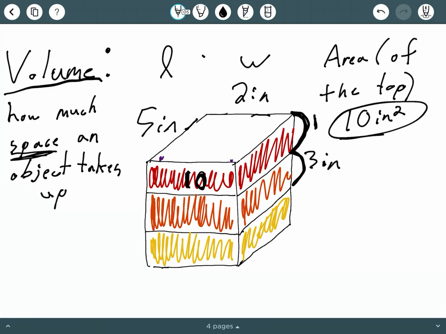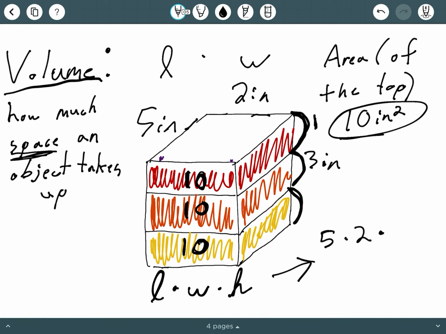But then we have another. So we have 10 again. And then we have another. So 10 again. So what's really going on here is that we have our length times our width times our height, or 5 times 2 times 3, which will give us 30 inches.